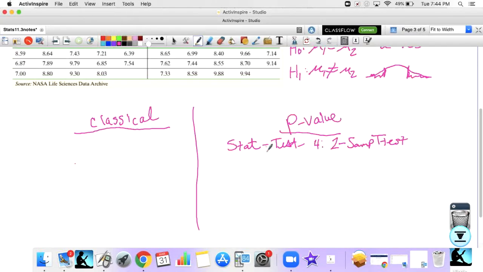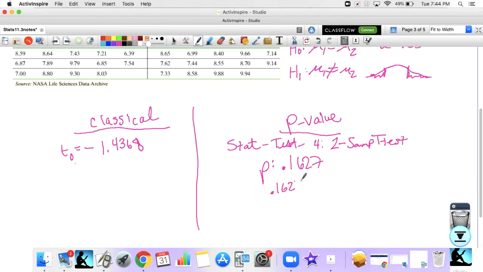Excuse me. So let's get our p-value down. We said that was going to be 0.1627. And over here we have our test statistic, which is negative 1.4368. Let's do our p-value test because that's very quick and easy.